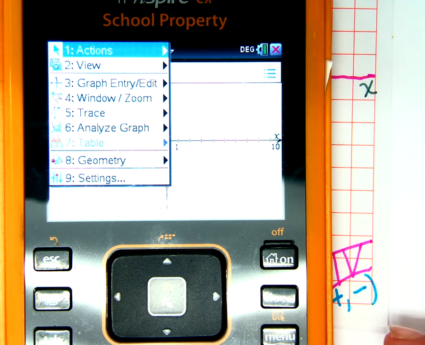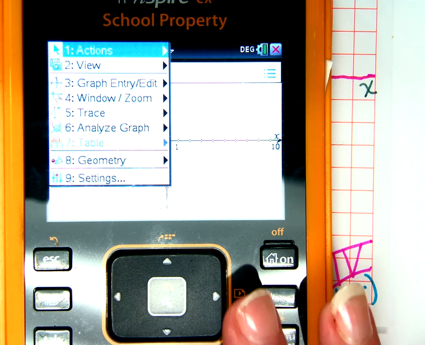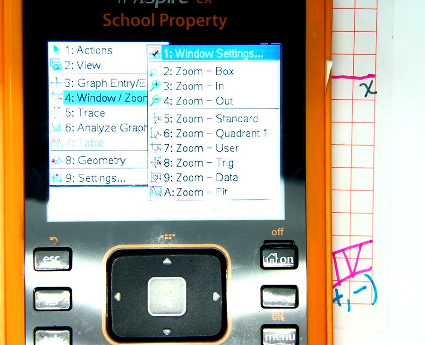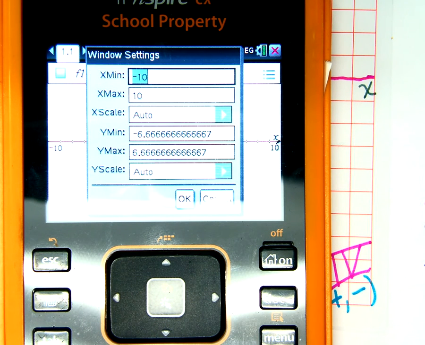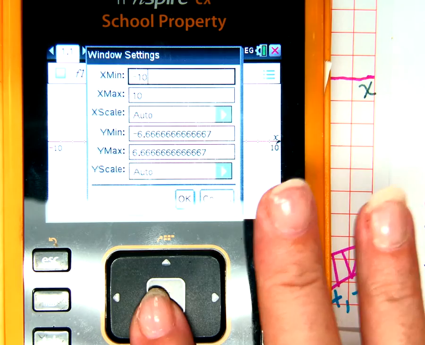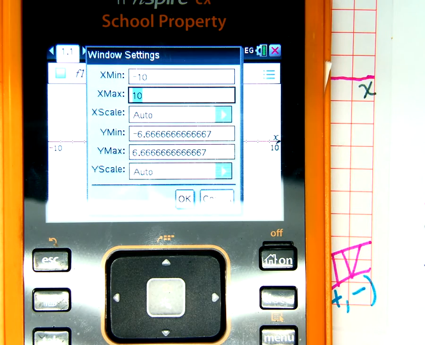Okay? So we need to go look at the window. So number 4. And we want to look at the window settings. Okay? Now, do you know what all of these things mean? X-min, what does that mean? The lowest number on the x-axis. Okay? What does x-max mean? Highest number on the x-axis. And x-scale?